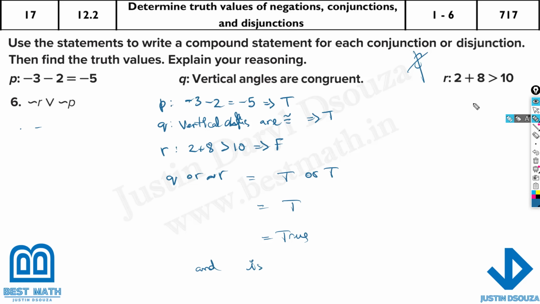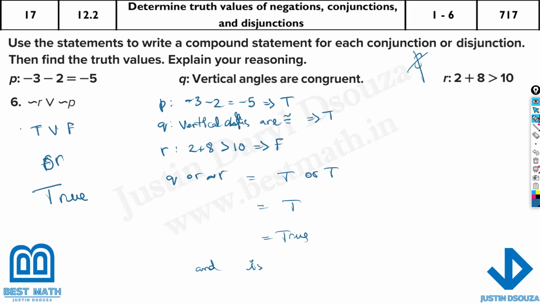Negation of R will be true. Why? Because R in fact is false, but we have the negation of it, so it is true. Or we have to do the negation of P, which is true, and this negation of P becomes false. Therefore, it is "or" again. So therefore, it is true.